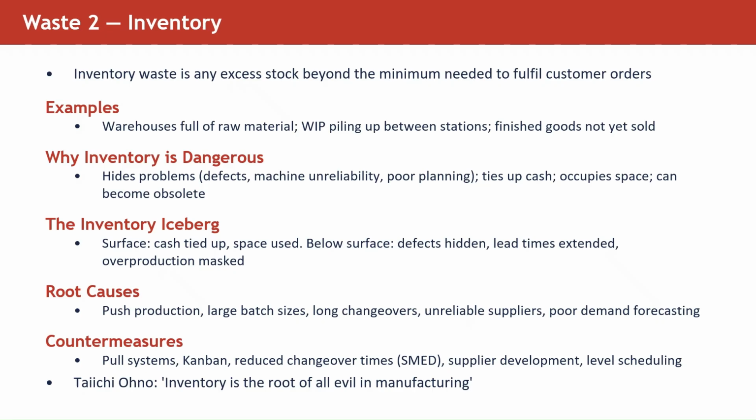What are the different types of inventory waste that we can have? It is usually excess raw material that ties up cash, work in progress inventory piling up between stations, and finished goods sitting in the warehouse waiting for customers that may not come. So these are the different inventories that can be very dangerous for an industry. As lean says, it is an enemy for the industry.